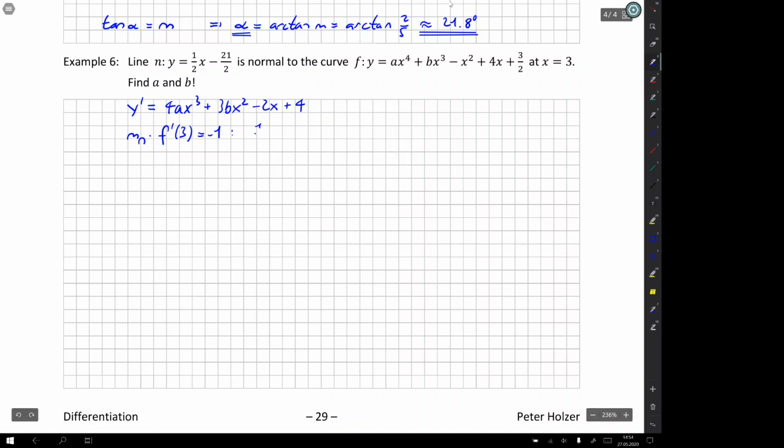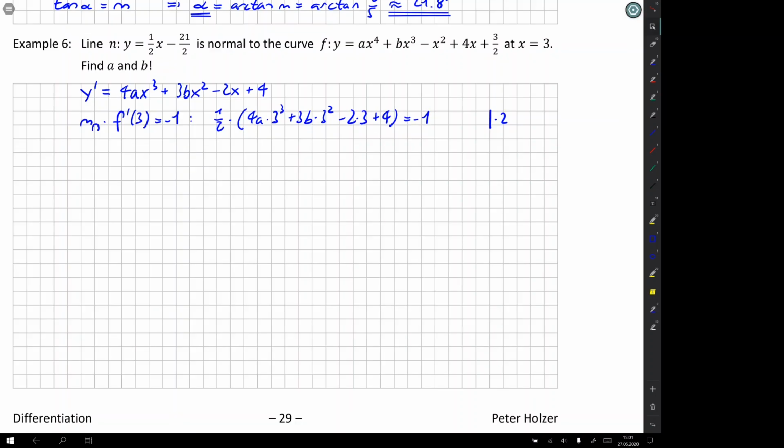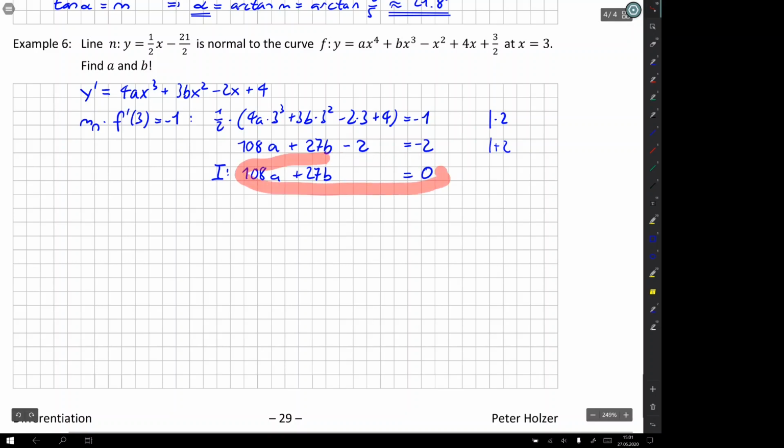mn is 1/2, and f dash of 3 is 4a times 3 to the power of 3 plus 3b times 3 squared minus 2 times 3 plus 4, and that equals minus 1. Multiplying both sides by 2 and expanding the expressions, we get this equation, and adding 2 on both sides, this simplifies to this equation here, and we'll call that equation 1.